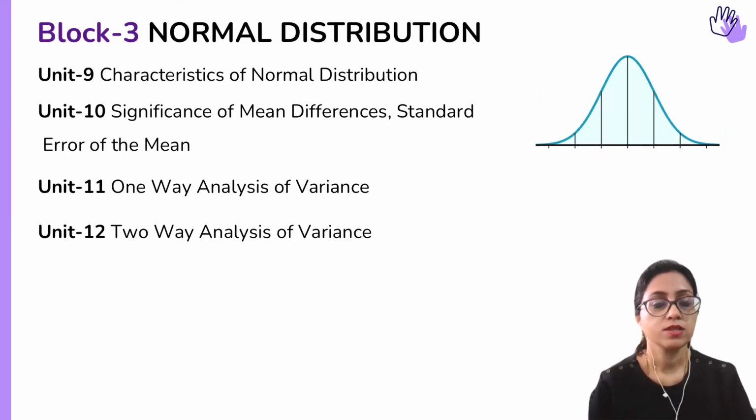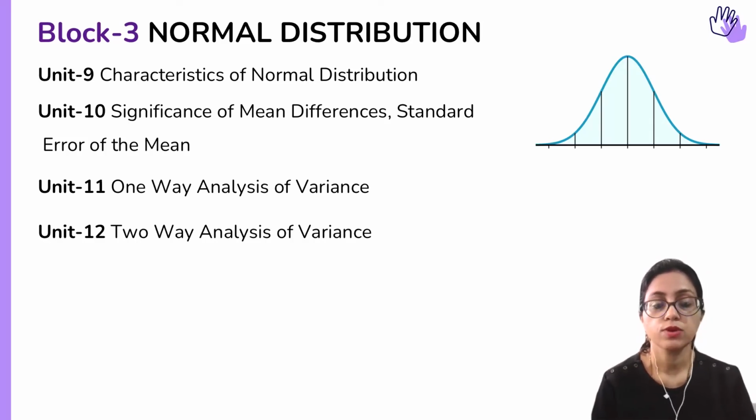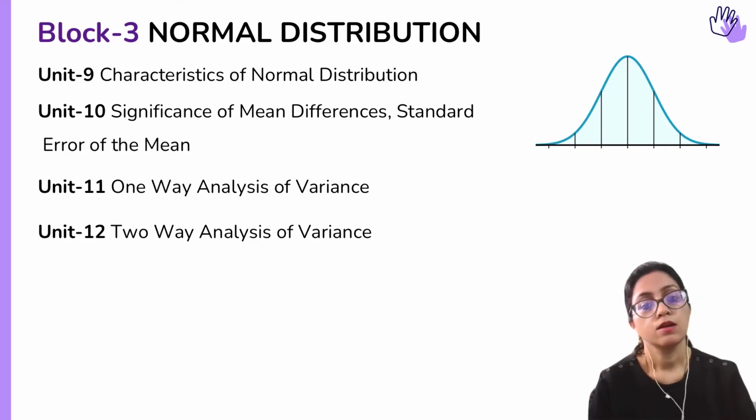Then in block 3, we'll study normal distribution, which is again divided into 4 units. Unit 9 is the characteristics of normal distribution. What are the various properties of normal distribution we'll study in this unit. Then we'll study unit 10, which is significance of mean differences and standard error of mean, which are some of the important terms associated with normal distribution. In unit 11, we'll study one-way analysis of variance, and in unit 12, we'll study two-way analysis of variance. In analysis of variance, we basically try to analyze the variation between two or more groups.